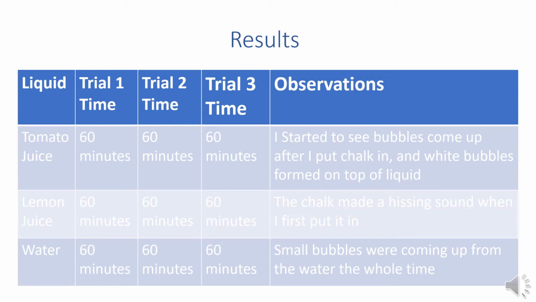When I did the tomato juice, my observations were that I started to see bubbles come up after I put the chalk in, and white bubbles formed at the top of the liquid, which I assumed came from the chalk. My second liquid was lemon juice. I observed that the chalk made a hissing sound when I first placed it in the beaker with the lemon juice. My third liquid was water, and I observed throughout the whole experiment that small bubbles were coming up from the water the whole time.